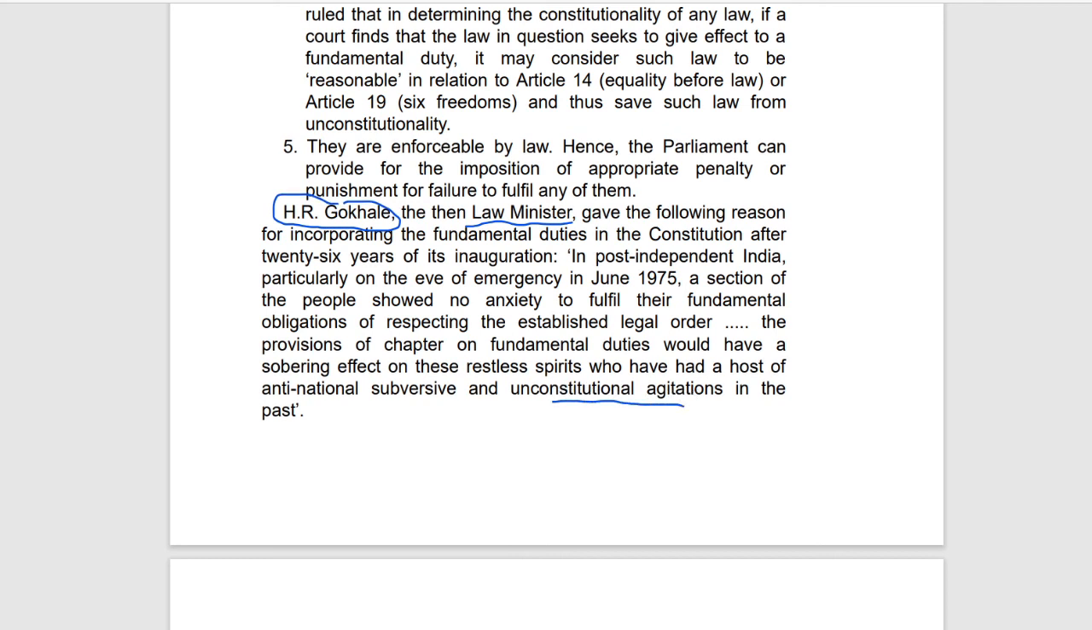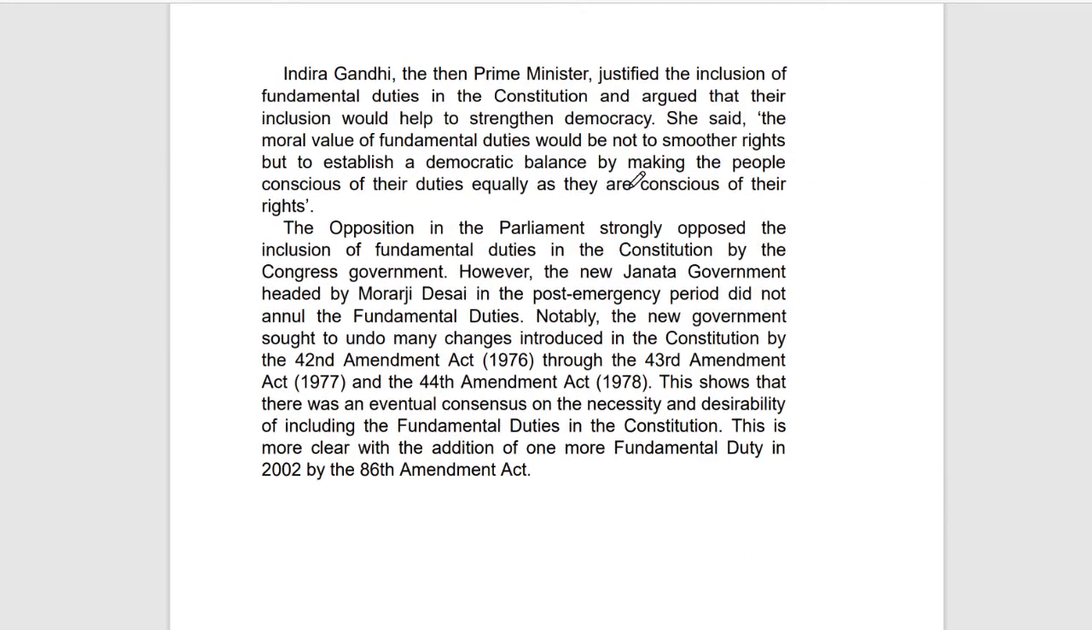All right, now let us see the statement of Indira Gandhi here. So what is written here: Indira Gandhi, the then Prime Minister, justified the inclusion of fundamental duties in the Constitution and argued that their inclusion would help to strengthen democracy. She said the moral value of fundamental duties would be not to smother rights but to establish a democratic balance by making the people conscious of their duties equally as they are conscious of their rights.